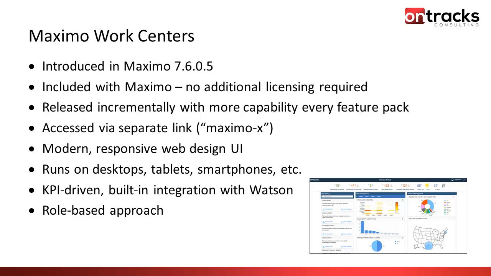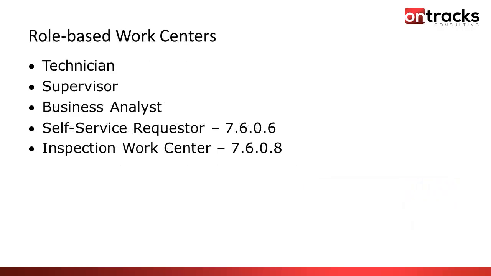And all of these work centers, at least the majority that would be exposed to end users, follow a role-based approach. This slide shows the different roles that were released. In the initial release, which was 7605, the first three were pushed out. A technician work center, exactly what it sounds like, lets you take a work order, complete your work order, and create a work order. There's a supervisor work center for things like approvals and reviews, and then a business analyst, which is a bit more around analytics and data mining.